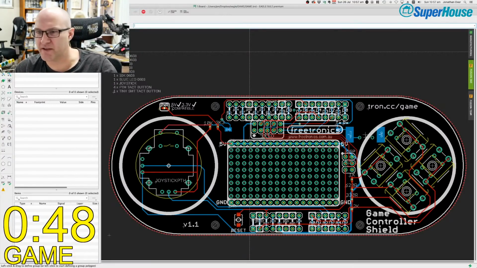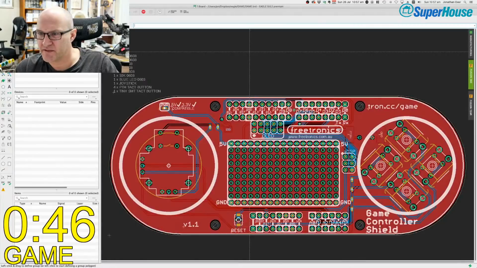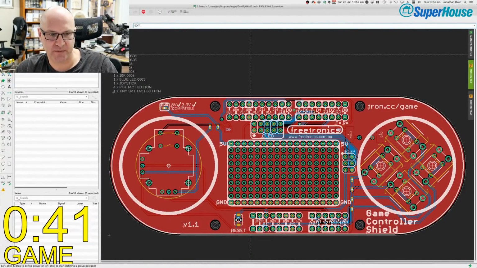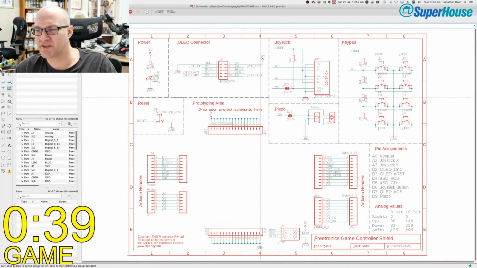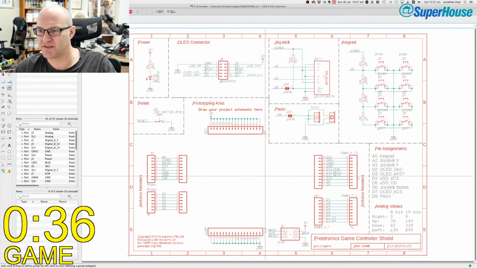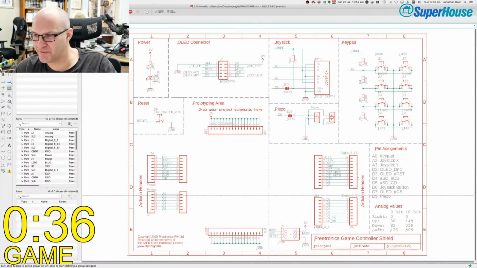Game is a game controller interface with an OLED on it, and it's in the form of an Arduino shield. So I made some prototypes of this and never actually put it into production for whatever reason. It's one of those things where I messed around with it and then didn't know if there'd be interest, and I just never followed through on it.